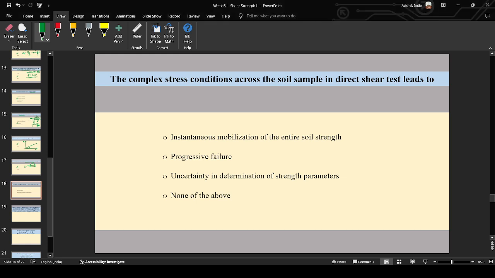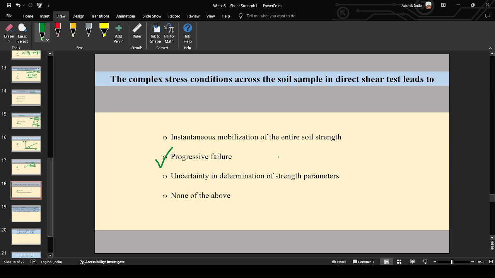The complex stress conditions across the soil sample in direct shear test lead to... So in the case of direct shear, because it has so many limitations, first of all, a horizontal failure plane which is predetermined, and lateral distance from the sides, many complex stress conditions arise. Because of these, progressive failure happens. That is, the soil mass doesn't fail at once, it fails gradually.